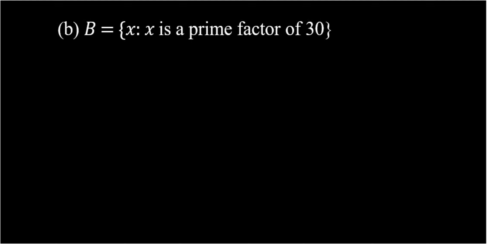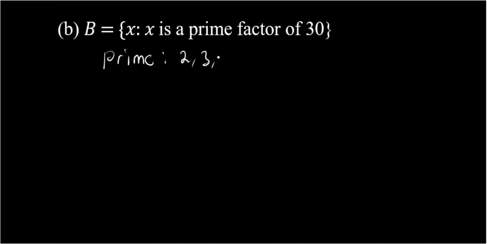The second question says B is equal to x is such that x is a prime factor of 30. So in this question we need to know what the prime numbers are. Prime numbers are numbers that can be divided by itself and 1. So what are those prime numbers that we know by ourselves?